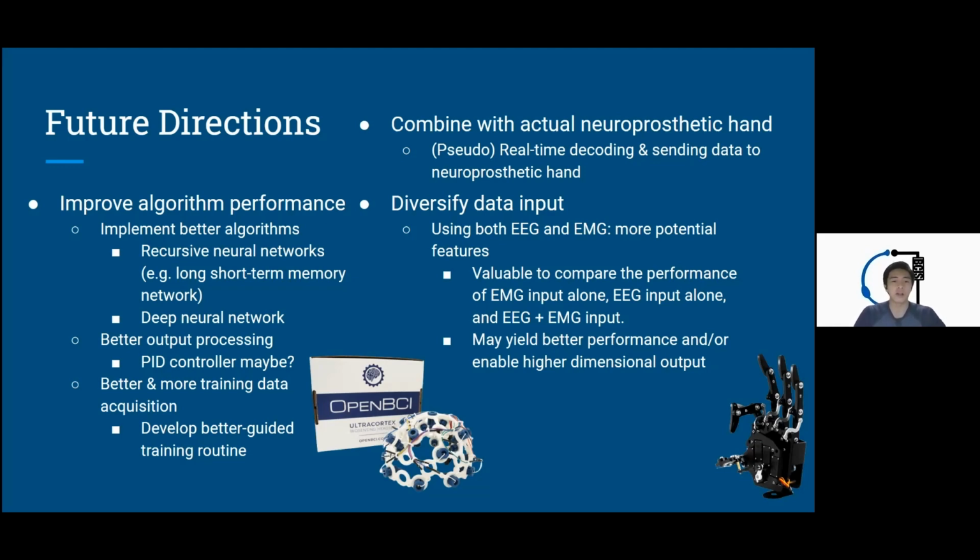Another possible direction we could follow would be to diversify the input data. So far, we've been using only EMG as input, yet thanks to the generous support of Neurotech X and OpenBCI, we now have a 16-channel EEG headset to work with. Since both EEG and EMG are known to enable non-invasive neuroprosthesis control, it would be valuable for us to explore and compare the performance of EMG input alone, EEG input alone, and EMG and EEG inputs together for neuroprosthesis control. Using EEG along with EMG may enrich the input dimensions, which can potentially include more features for decoding, thus enabling better decoding performance or higher dimensional output.